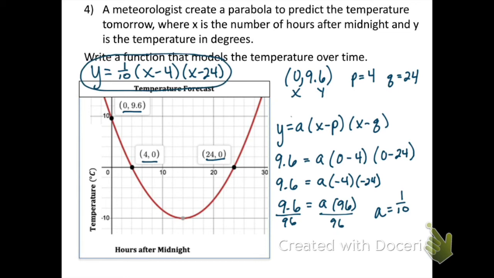So anytime we're given a graph, it's just like the first 3 problems we did, except instead of writing out the points we're given or the intercepts we're given, we have to look at our graph and find them.